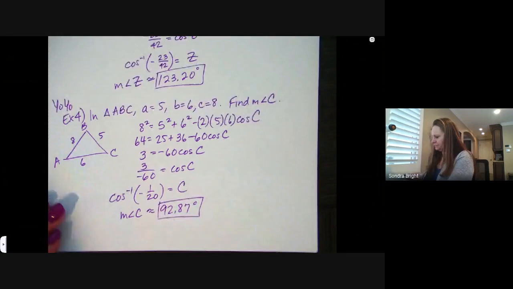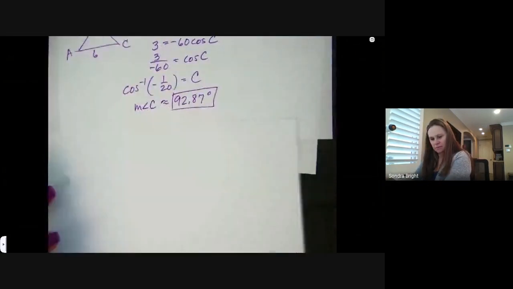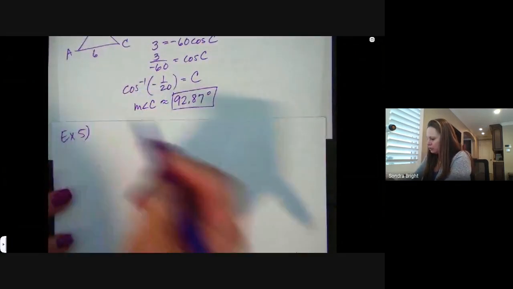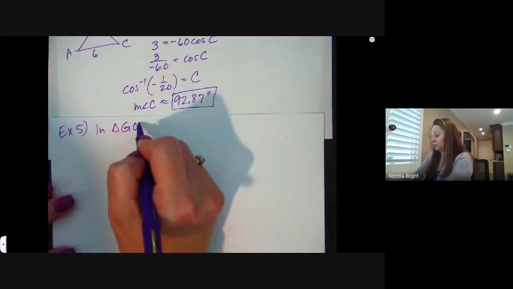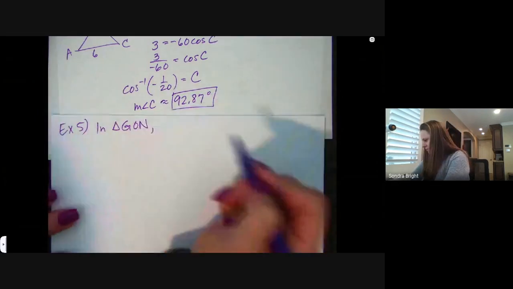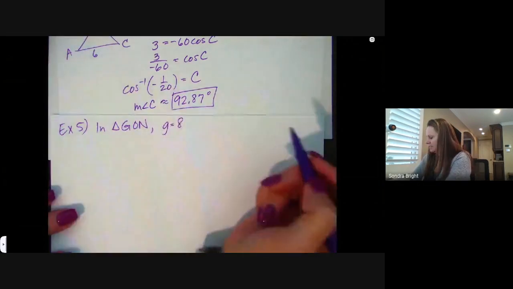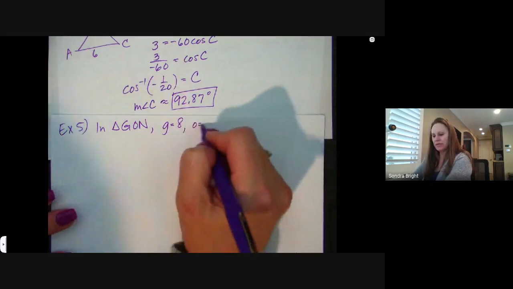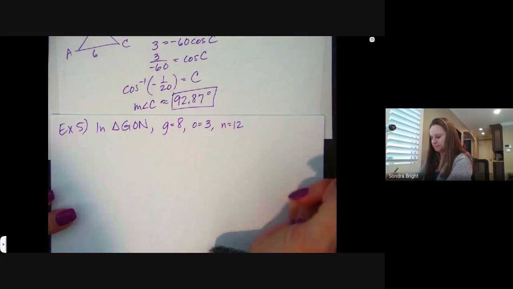Last one, because sometimes you'll come across something weird, so better that I show it to you. In triangle GON, well, that's weird. Gone. Whatever. All right. Little g is 8, little o is 3, and little n is 12. Let's find the measure of angle n.